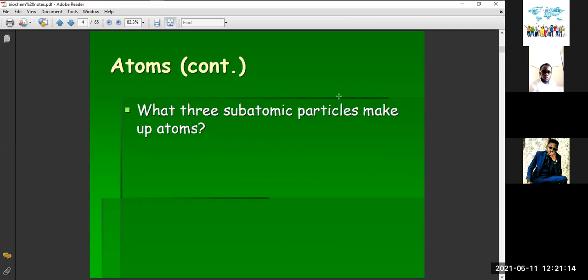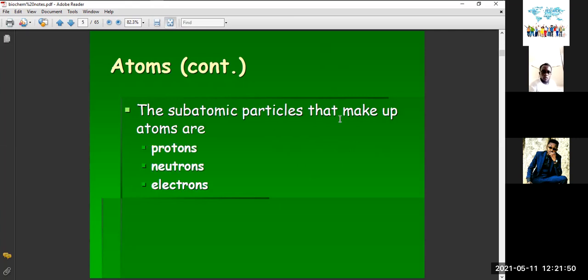So what 3 subatomic particles make up atoms? As you've been told, atoms are made up of 3 particles. Can anyone tell me these 3 subatomic particles that make up an atom? Any idea? Before I go to the next slide, just give it a try. Okay. So the subatomic particles that make up atoms are protons, neutrons, and electrons.